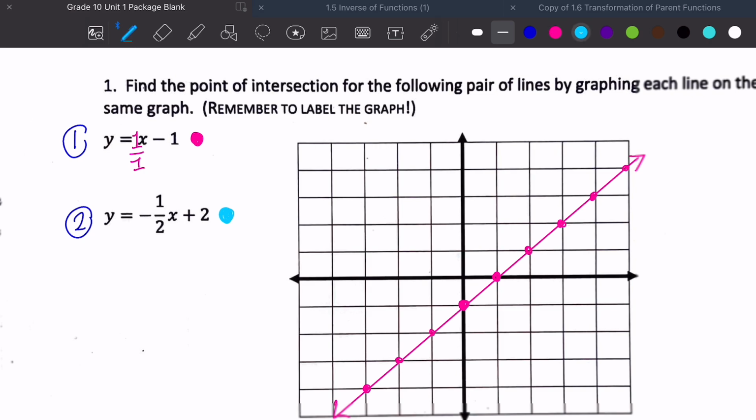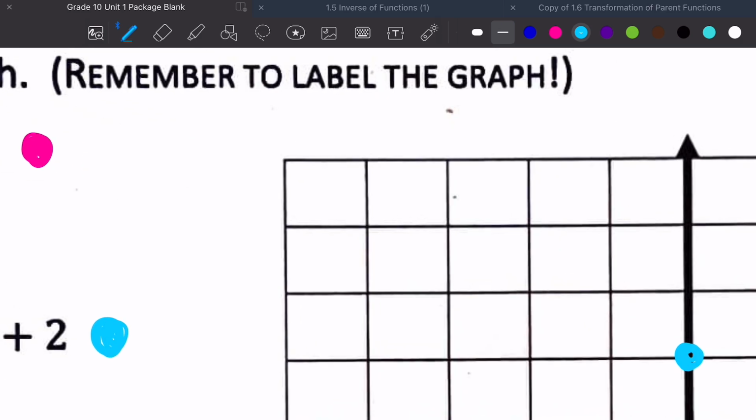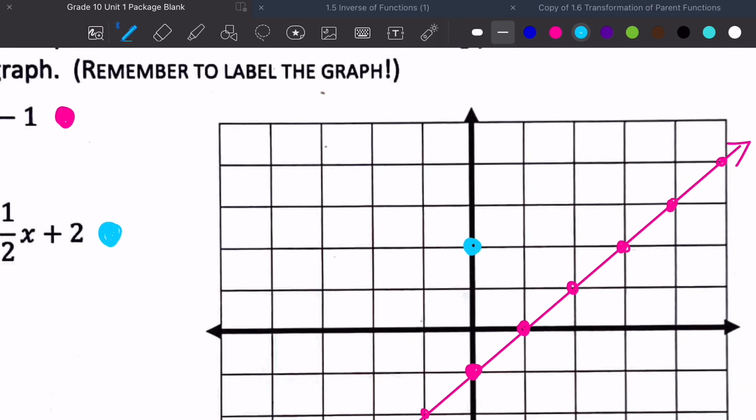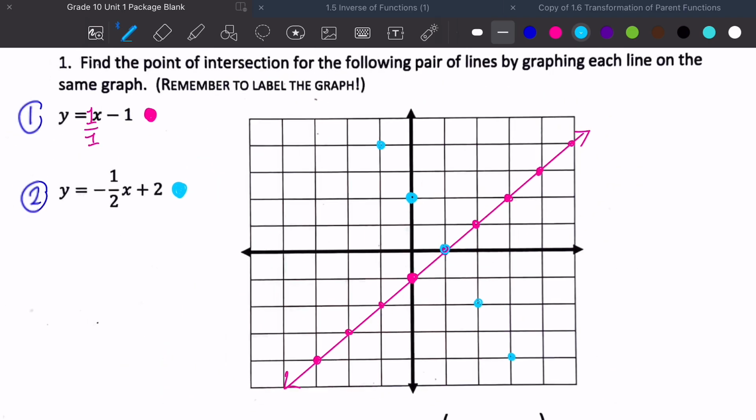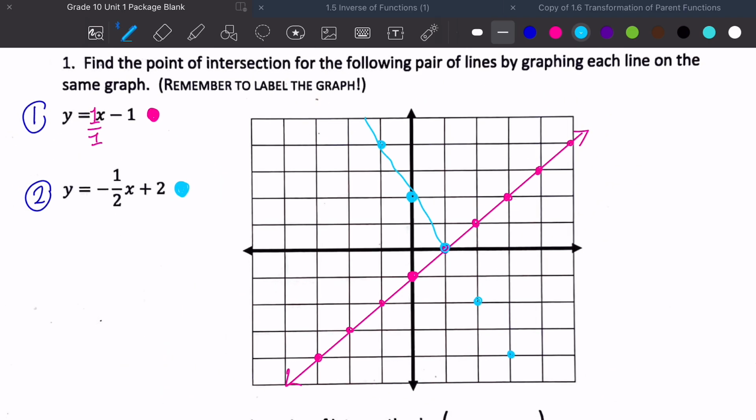Then I just go to the blue one. What's my starting point for the blue one? 2, okay. And then what's my rise and my run? Because I have a negative in front, what does that mean? You go down. And Emma, what were you going to say? Yeah, down 1, and then you're still going to the right. Or if you want to go up, you would be going to the left. Voila. And you'll see they do cross, and they cross at a nice point.